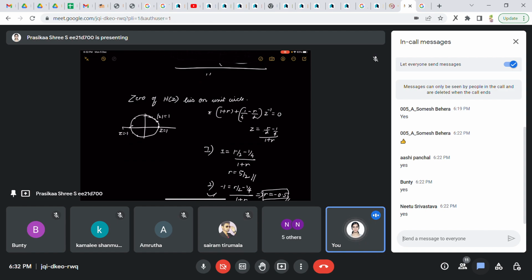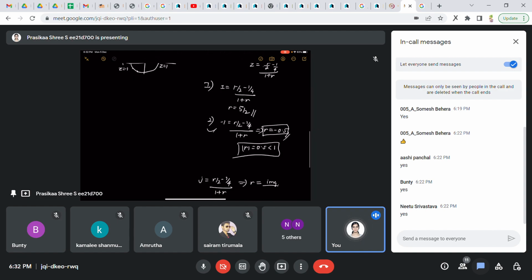We are considering only two values because the value of r should be real. So when you take z equal to 1, you get one r value, and when you take z equal to minus 1, you get another r value. But when you compare these two, only one of these values satisfies the condition given in the question, that is mod r less than 1. So therefore, the answer is r equal to minus 0.5.